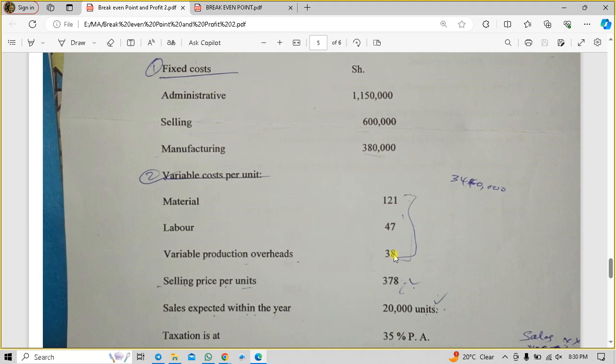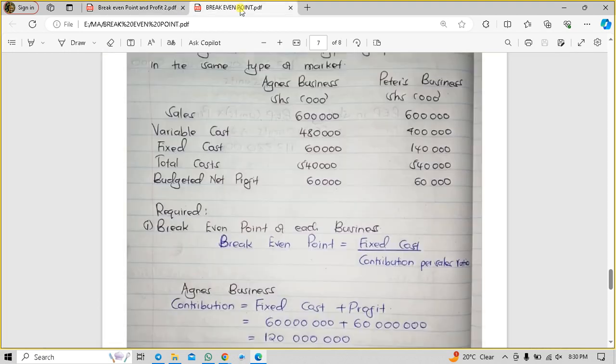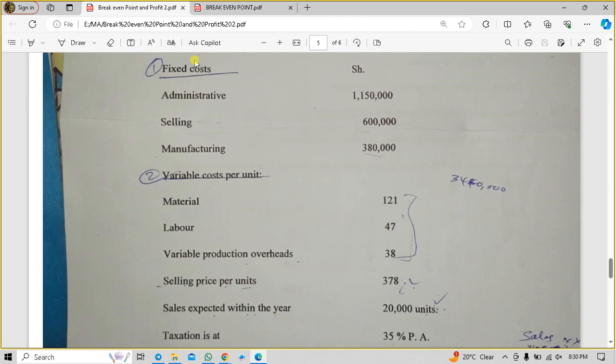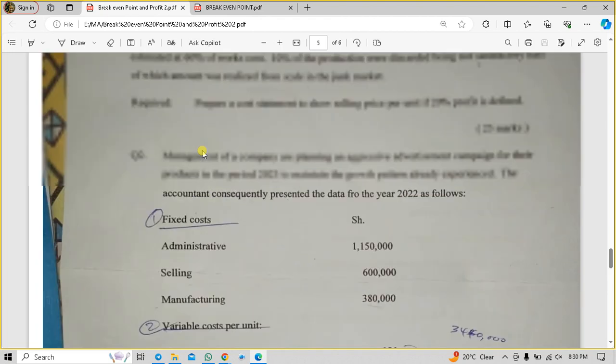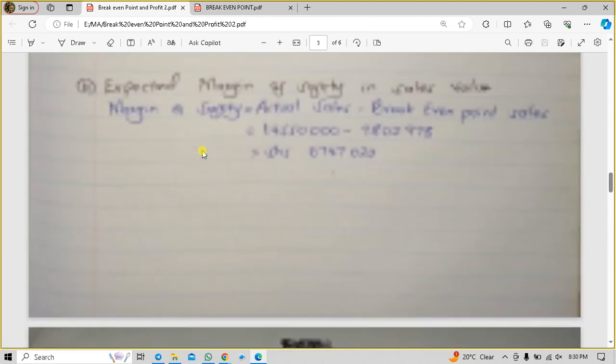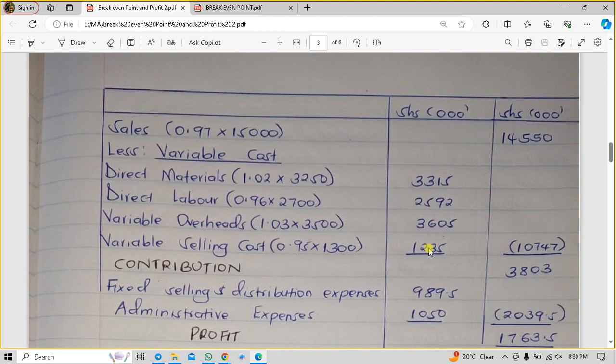So variable overheads the same, 38 times 20,000. Then now you get the total variable costs, which is 4,120. Then you take the sales minus variable costs for you to get the contribution.